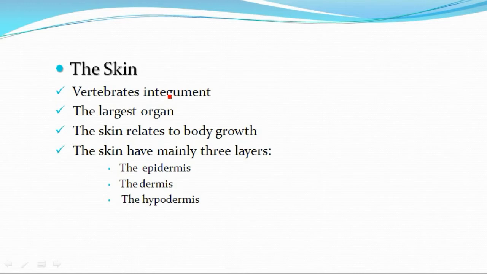The skin has mainly three layers. The first layer is the epidermis, the second one is the dermis, and there is also a third layer called the hypodermis. Now we are going to discuss these three layers in a little detail.